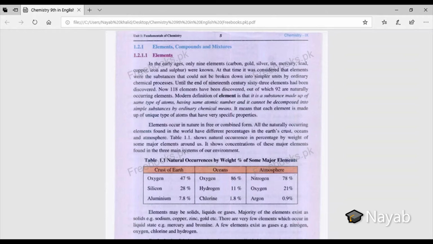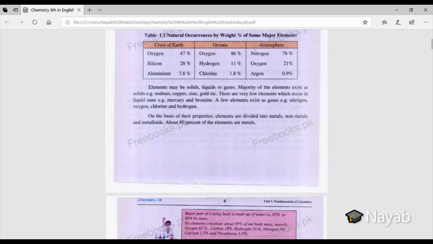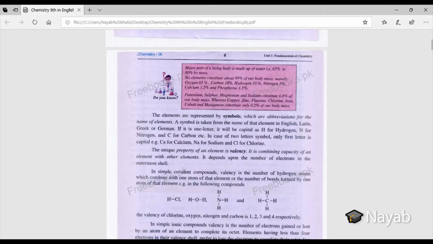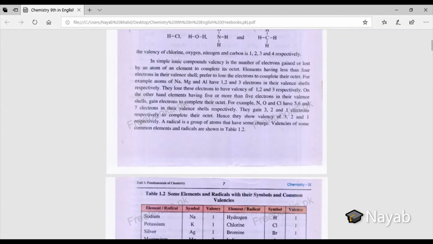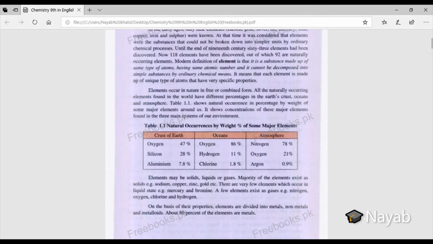Okay, and we are going to discuss the elements in detail: the different kinds of elements, their properties, and also how to represent the elements and symbols, and what is a valency. So basically we discuss three terminologies today. Okay, so let us start.